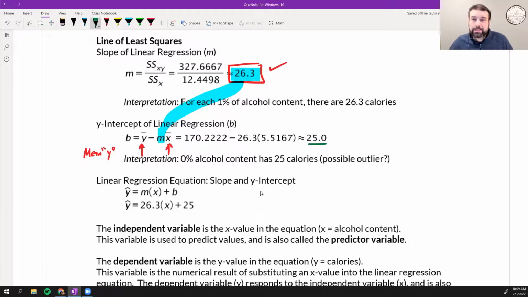Is it mathy enough for you yet? Have we gotten into the deep water of mathematics? Yeah, a little bit. We're doing some algebra here.